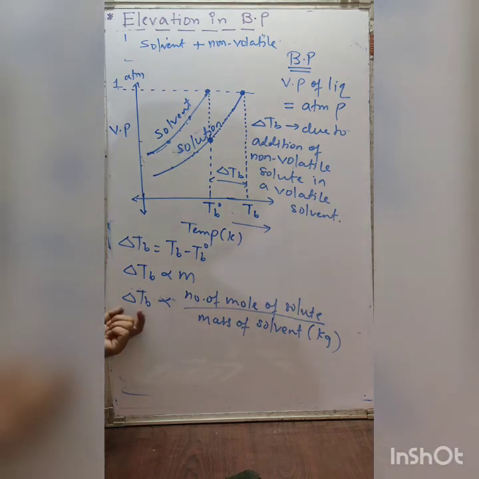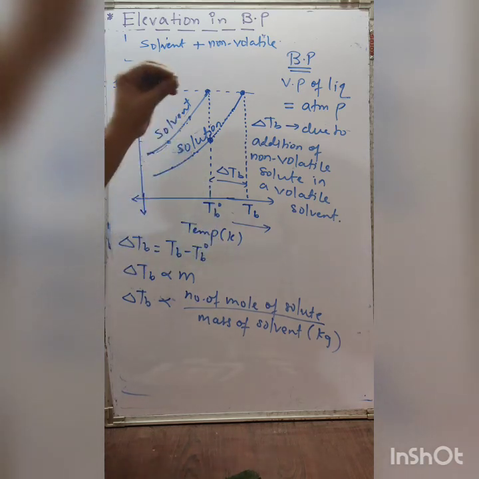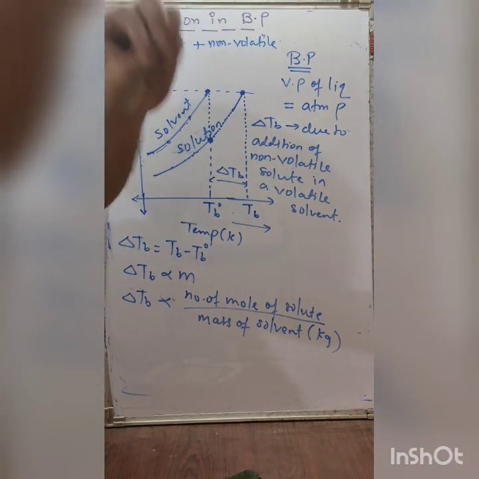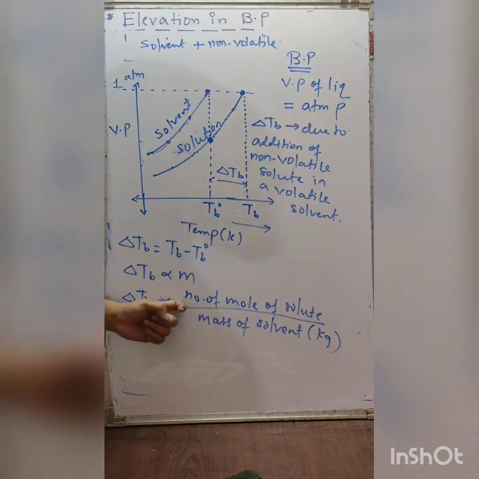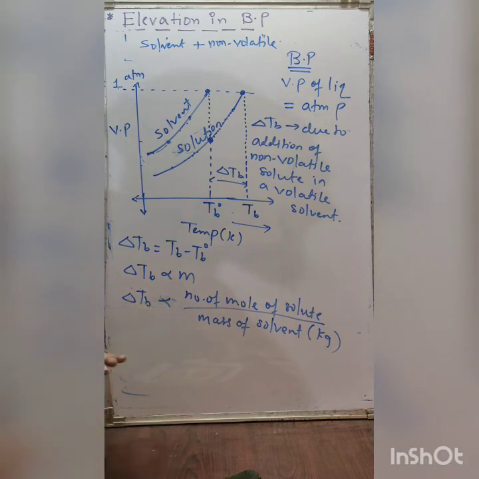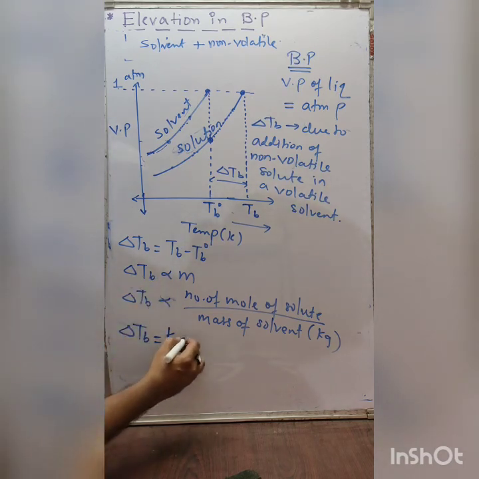So here elevation in boiling point is directly proportional to the number of moles. What does the colligative property say? A colligative property is directly proportional to the number of moles of the solute particles. So here elevation in boiling point is directly proportional to the number of solute particles. Hence it is proved that elevation in boiling point is a colligative property. So delta Tb is equal to, removing the proportionality sign, we write a constant here, that is Kb into m.